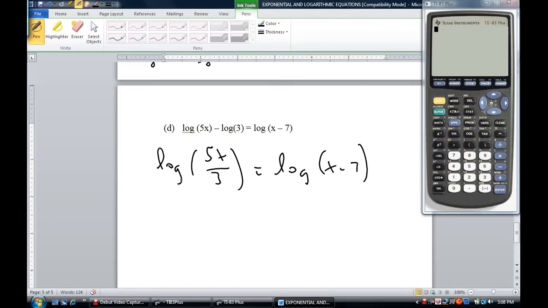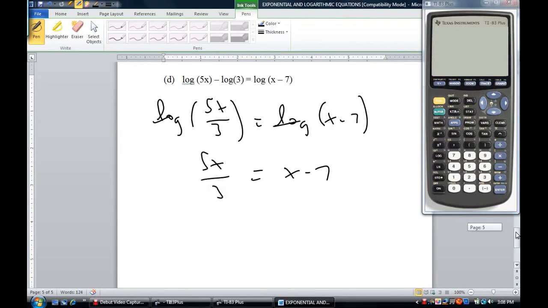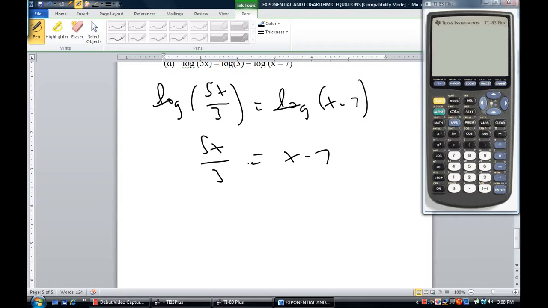Now in this problem, you'll notice we have a log equals a log. For both sides to be equal, that can only mean that what's inside the parentheses, or what's after the log, have to be equal. In a sense, the logs cancel out. So now we're going to solve this. Depending on your algebra skills, it depends on how you will solve this. What are we going to do? I think for most people, the easiest way is to put that over 1 and cross multiply. 5x times 1 is 5x equals 3 times x minus 7.